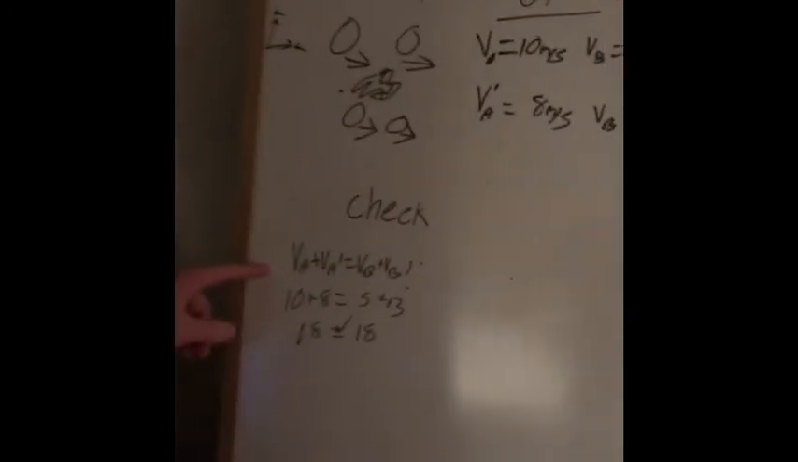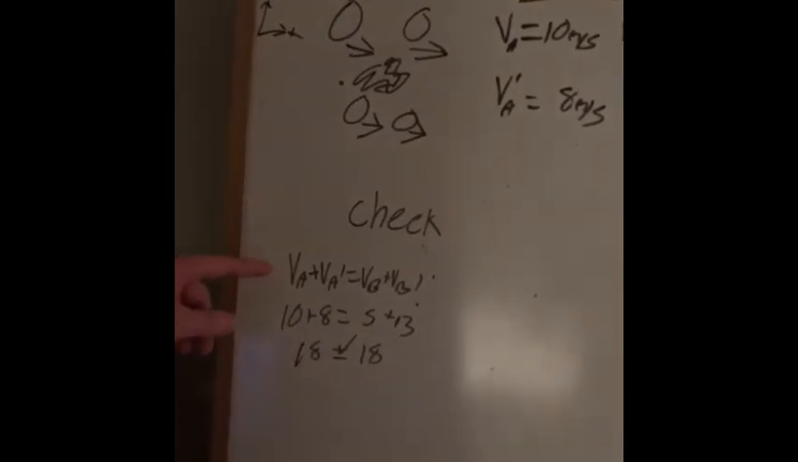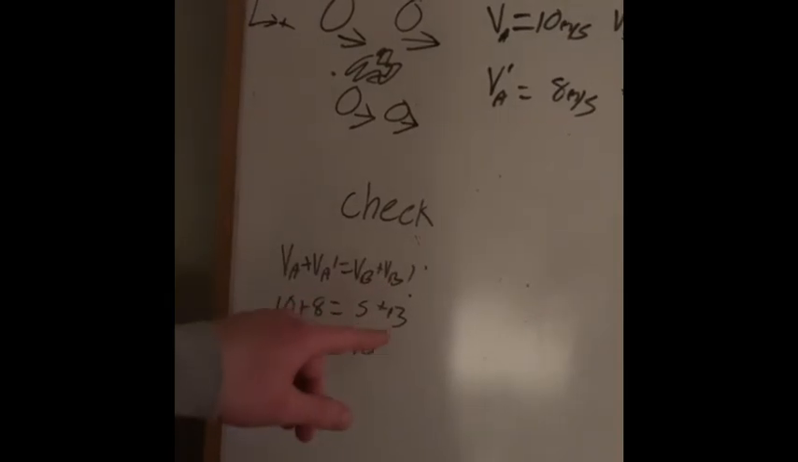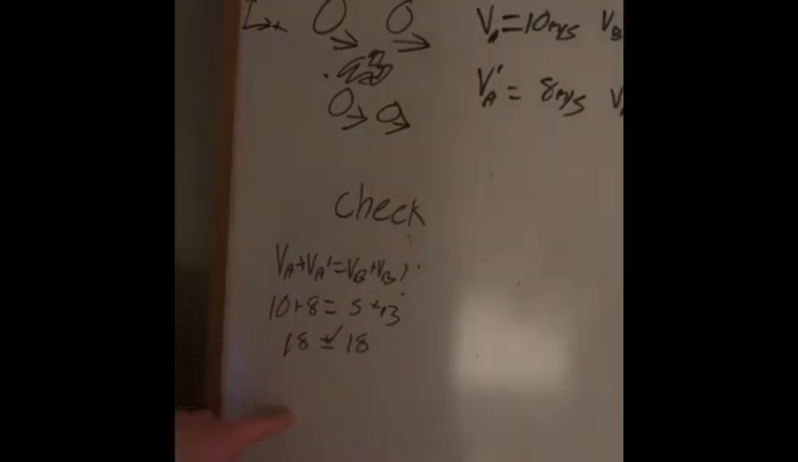Our problem is correct. We checked it using the inelastic derivation. I inputted the values for VA, which is 10, VA prime, which is 8, VB, which is 5, and VB prime, which is 13. They both came out to be 18, which means our problem is correct.